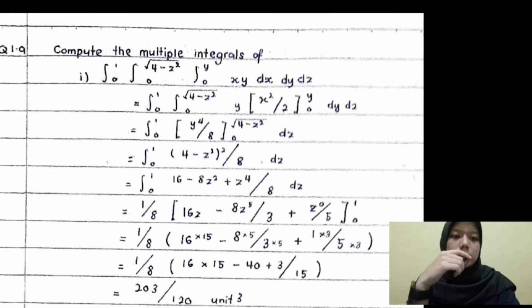So today I'll be presenting to you on question 1. For question 1A, we were asked to compute the multiple integrals of this equation. So this is my manual calculation where to integrate we need to follow the sequence, which is the x, dy and dz. So my calculation step leads me to a final answer of 203.120.